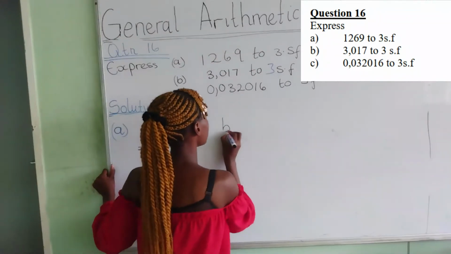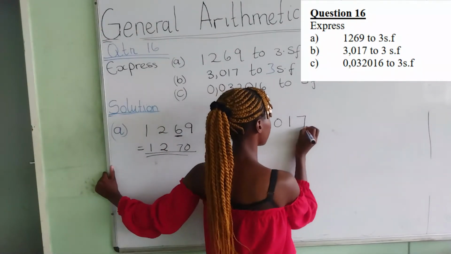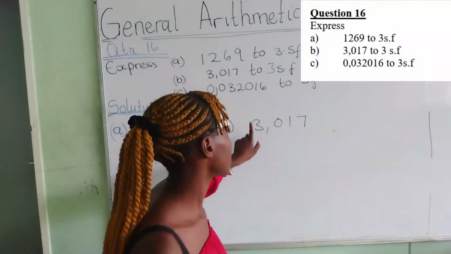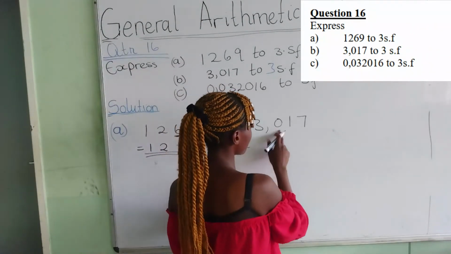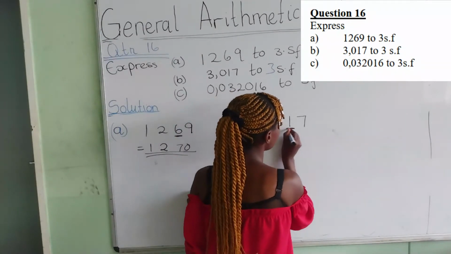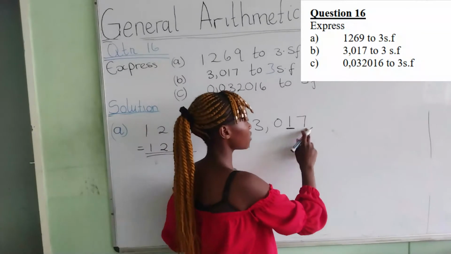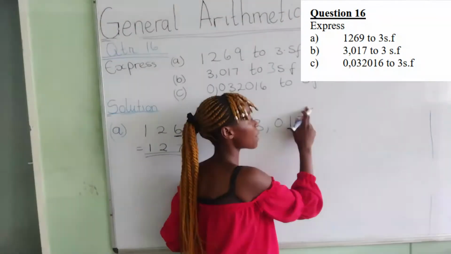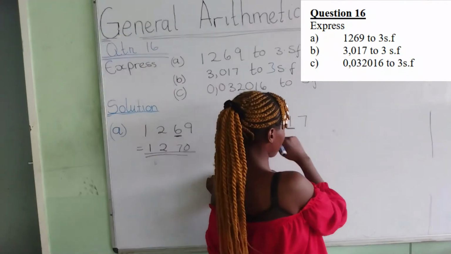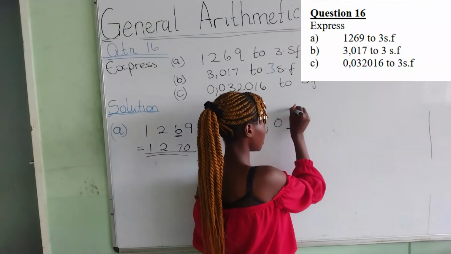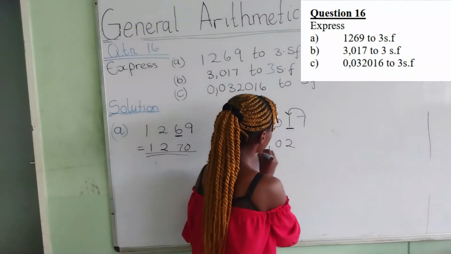These are now 3 significant figures. For part B, 3.1017. So I'll count from the left hand side and say 1, 2, 3. This is our third significant figure, and we check whether the value that follows is above 5 or below 5. So this is above 5, so it changes this one to 3.02.